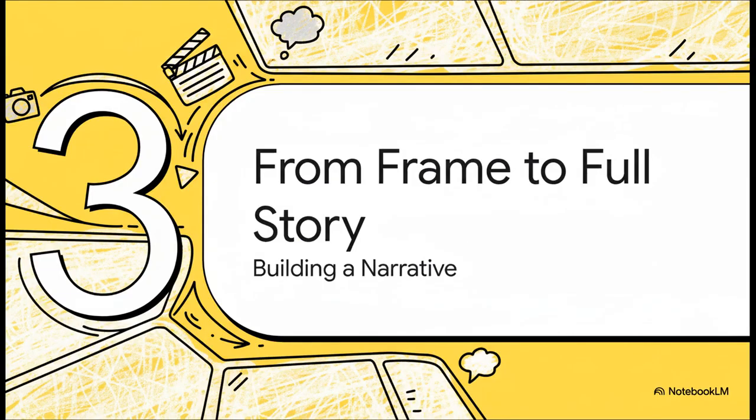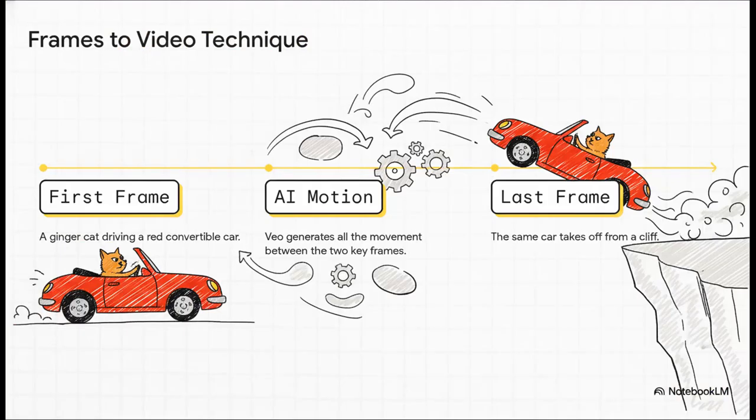Okay, so that's the team. But let's look at how this all works in practice. Because it's not just about creating one-off little clips. Creators are already using these tools in some pretty sophisticated ways to build out entire stories, from a single image all the way to a full storyboard. One of the most powerful techniques is something called interpolation, or frames to video. It's so cool. You give the AI the first frame of your scene, let's say it's a cat driving a convertible, then you give it the last frame, maybe that same car flying off a cliff. The AI then generates all the motion in between, creating a totally seamless video that connects those 2 points in your story.